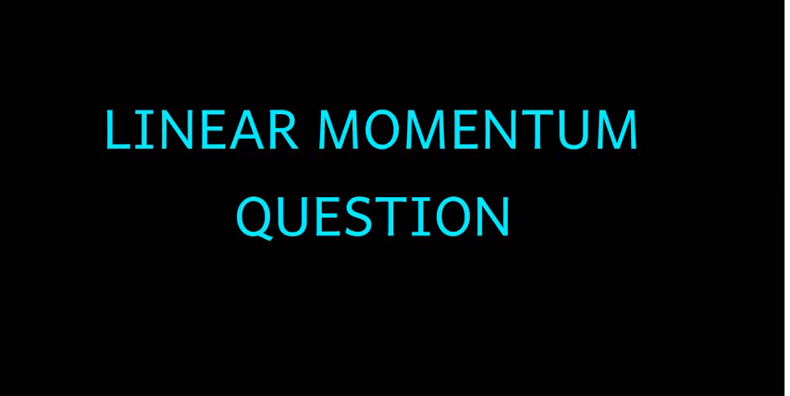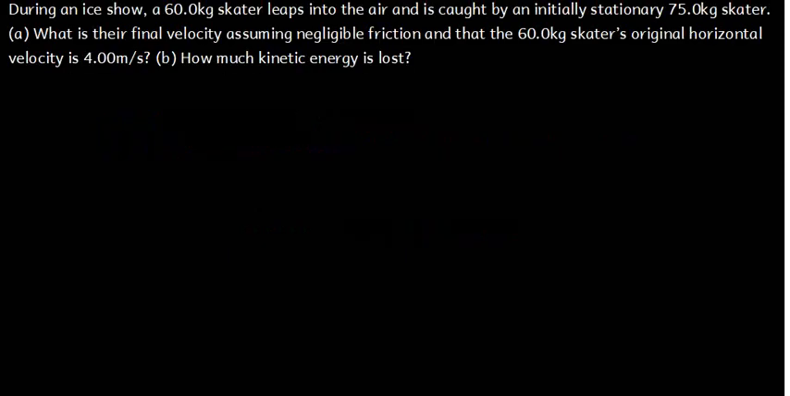We'll go over another momentum practice question. During an ice show, a 70 kg skater leaps into the air and is caught by an initially stationary 70 kg skater. What is their final velocity assuming negligible friction and that the 60 kg skater's original horizontal velocity is 4 meters per second? Okay. How much kinetic energy is lost?